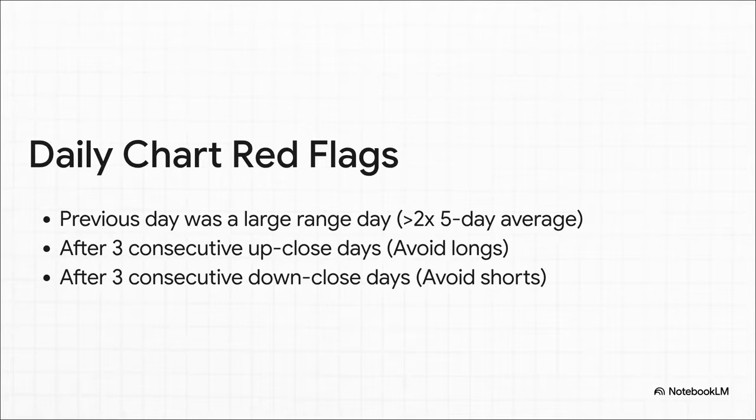First up, the daily chart. If the previous day was a huge expansion day, we're talking a range more than double the 5-day average, the market is probably exhausted. You should expect choppy consolidation, not a clean continuation. It's just gassed out. Similarly, after 3 straight up-close days, the market is overextended. This is not the time to be looking for longs in London. And, you guessed it, the same logic applies in reverse. After 3 down days in a row, the professional move is to step aside from short positions.